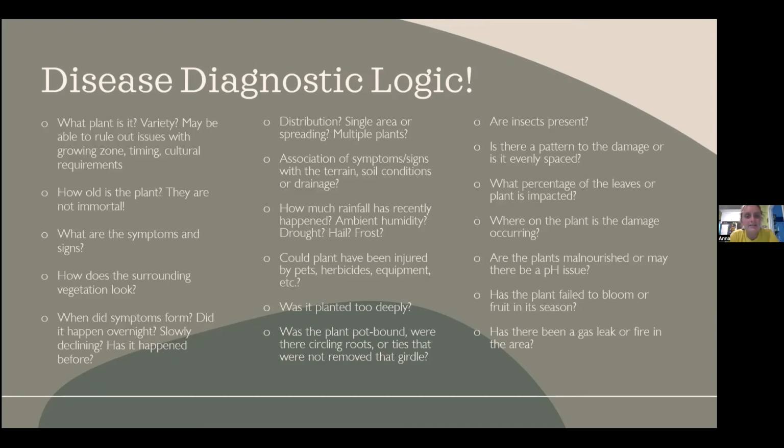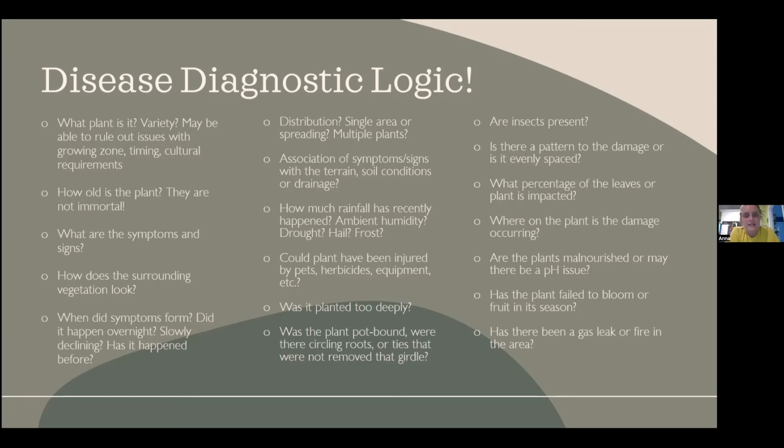Distribution. Is the disease showing up in a single area or is it spreading to multiple plants? So in the case of that row of boxwoods, maybe in the hedge, did you have one dead one and then all of a sudden the two on either side died and then, oh my gosh, the whole thing died? That's a really important clue. Different diseases move through populations differently. So you can identify them or diagnose them sometimes using that.